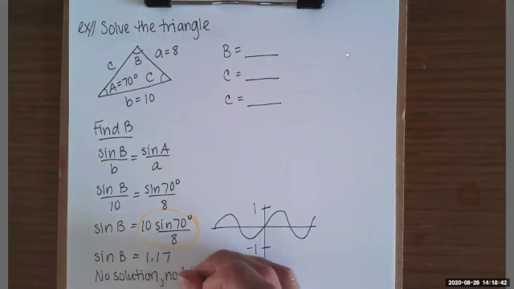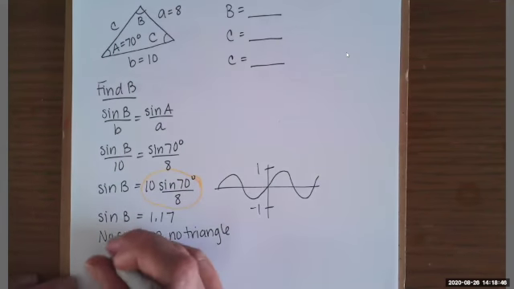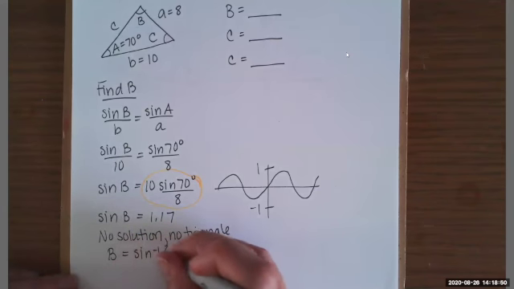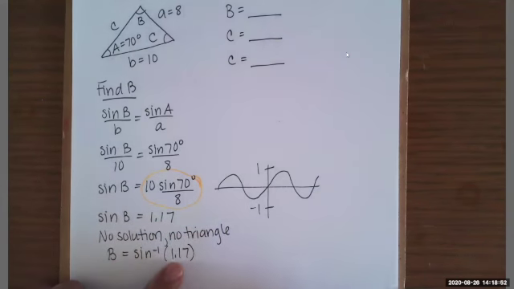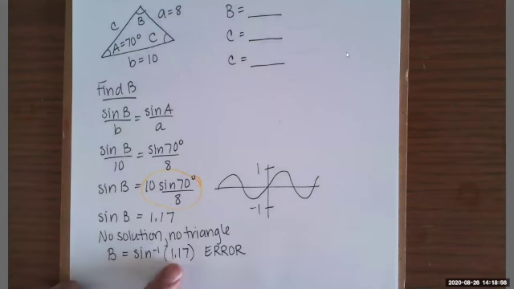If you hadn't recognized that was a problem, the next step you would have taken would be to take the inverse sine of both sides. And you would have B is equal to inverse sine of 1.17. Go ahead and give this a try in your calculator if you're following along with me. Your calculator is going to tell you error.